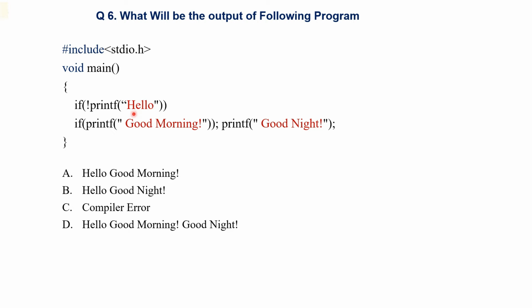So therefore, after printing the message hello, it will return the value 5. So hence now the condition becomes not 5, and we know that 5 is considered as a true value. So hence now the condition becomes not true, and not true is equal to false. So hence this complete condition will be evaluated to false.